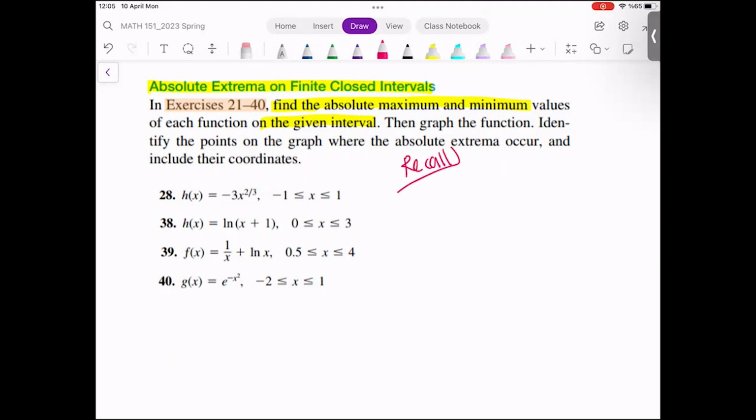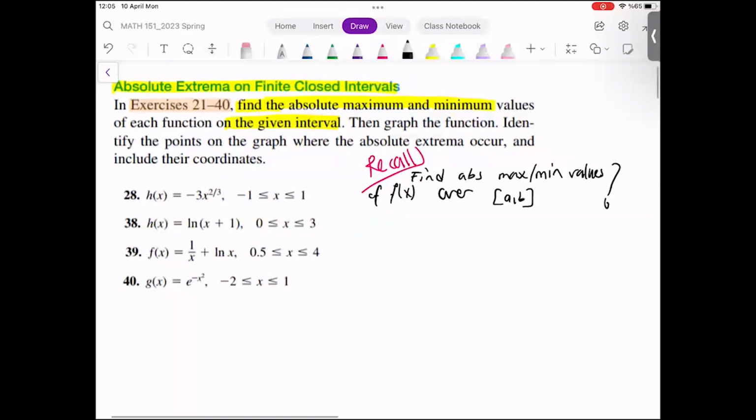that will help us solve this first group of questions to find absolute max min of functions over a given closed interval. We will use the closed interval technique. So if a function f of x is given, and if we want to find absolute max min values of f of x over a closed interval, let's say the statement of the question is like that. Which steps should we follow?